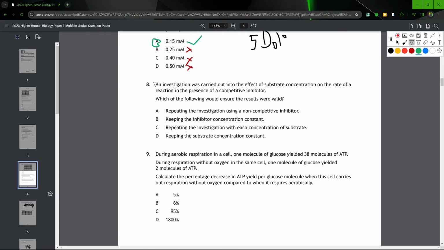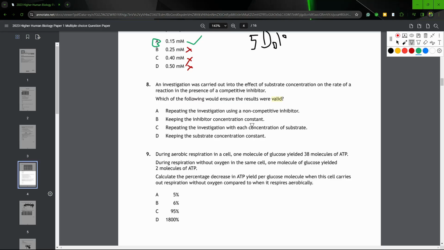Okay, we're moving on to 8. An investigation was carried out into the effect of substrate concentration on the rate of reaction in the presence of a competitive inhibitor. Which of the following would ensure the results were valid? I'll highlight that, because validity means the experiment actually makes sense and will produce a good result. A is repeating the investigation using a non-competitive inhibitor. B is keeping the inhibitor concentration constant. C is repeating the investigation with each concentration of the substrate, and D is keeping the substrate concentration constant.